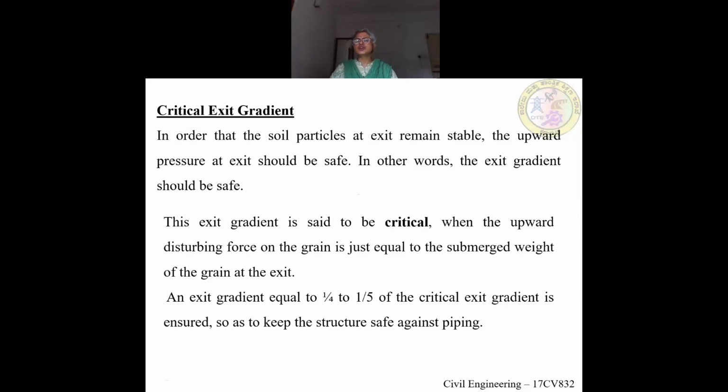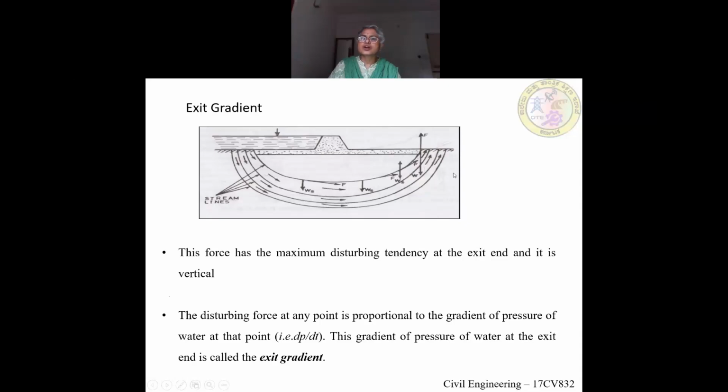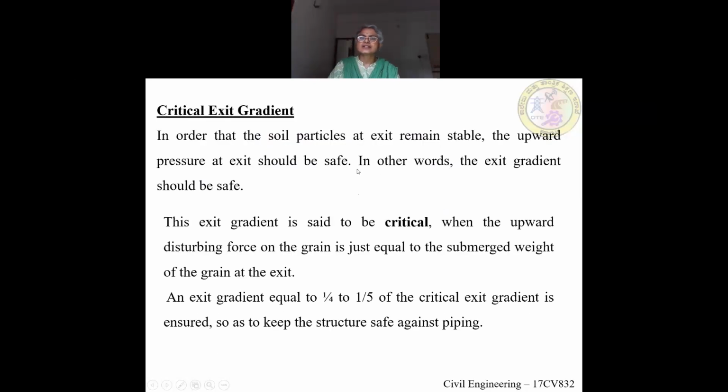If it does not remain stable, what happens? The soil particles will be removed at the exit. But once a soil particle is removed at the exit, the undermining starts taking place and the backward erosion, which results in piping. So that should not happen. That means the piping or the undermining should not happen, which means the exit force F should be balanced by the weight of the saturated soil particle at the exit.